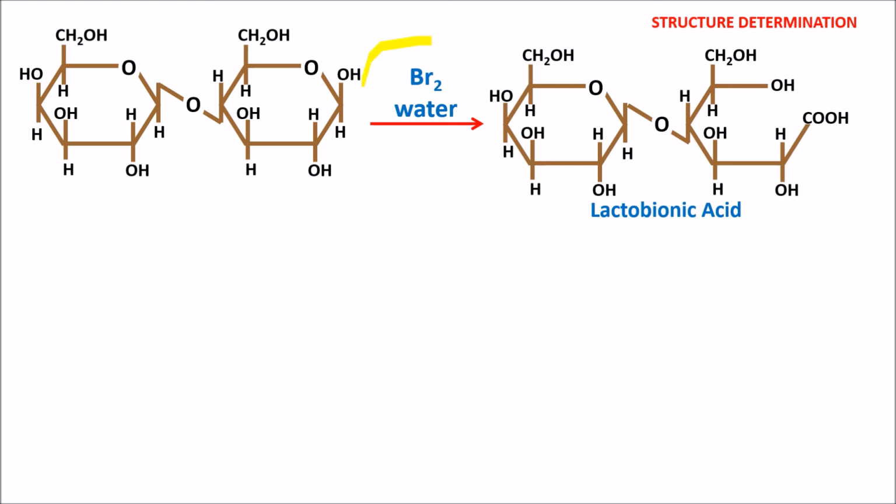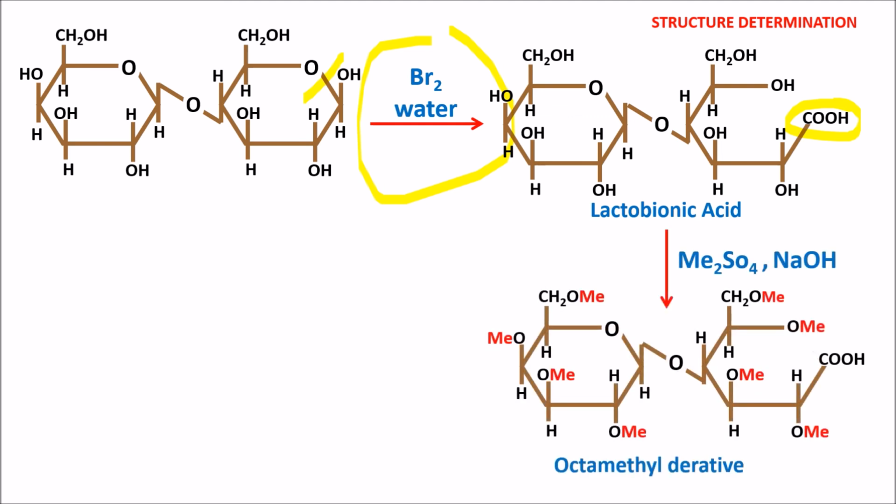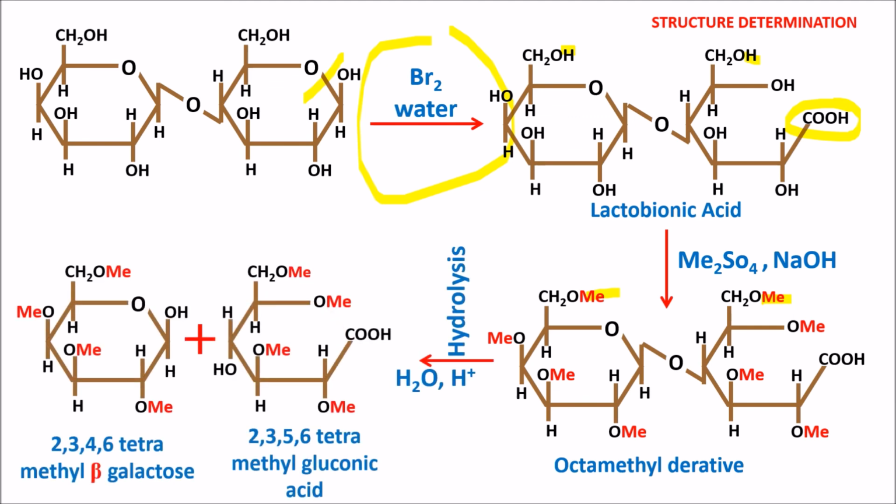Lactose after oxidation in presence of bromine water forms lactobionic acid. Here the bond breaks and an open chain COOH group is attached. After formation of lactobionic acid, this undergoes methylation in presence of dimethyl sulfate in presence of NaOH. All the 8 free H plus ions are replaced by methyl groups and form the octamethyl derivative of lactobionic acid. This octamethyl derivative of lactobionic acid on subsequent hydrolysis gives two different monomer units, that is 2,3,4,6 tetramethyl beta galactose and 2,3,5,6 tetramethyl gluconic acid.